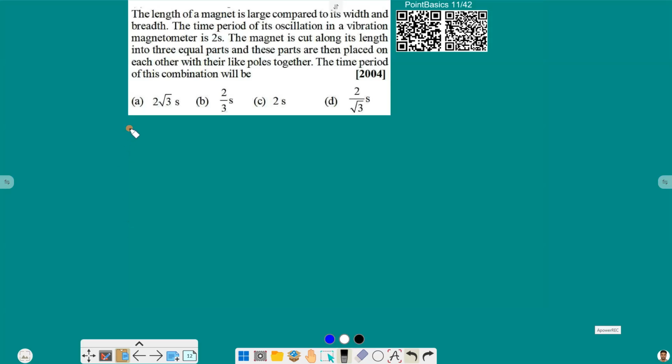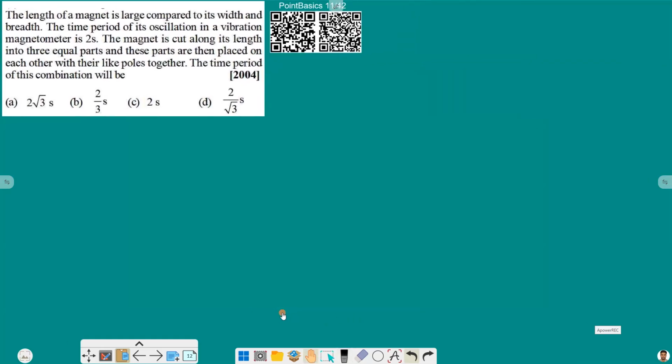The length of a magnet is large as compared to its width and breadth. The time period of the oscillation in the vibration magnetometer is 2 seconds. The magnet is cut along its length into 3 equal parts, and these 3 parts are placed one over each other with their like poles together. The time period of this combination will be. So we have to find out the time period of this combination.